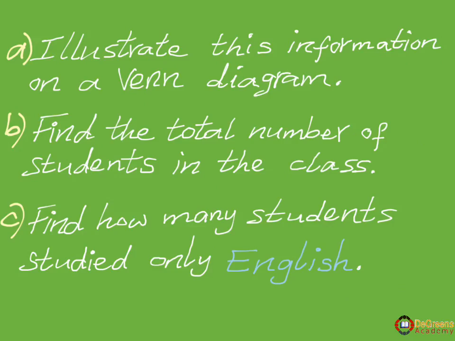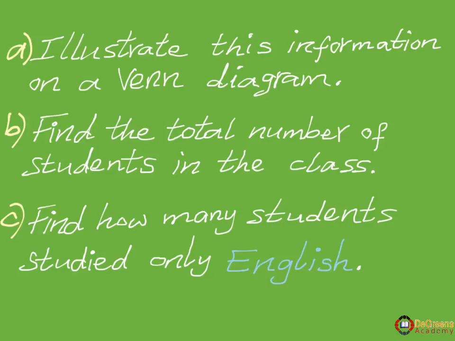We were asked that A, you should illustrate this information on a Venn diagram. B, we are asked to find the total number of students in the class. And C, you were asked to find how many students studied only English.